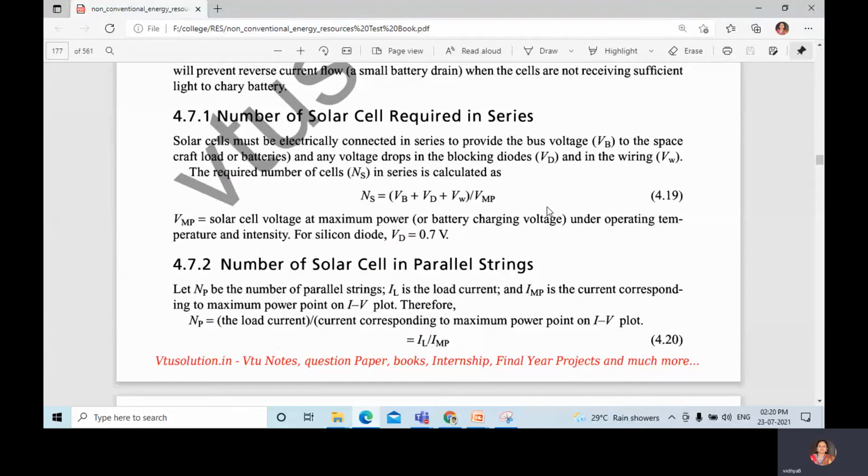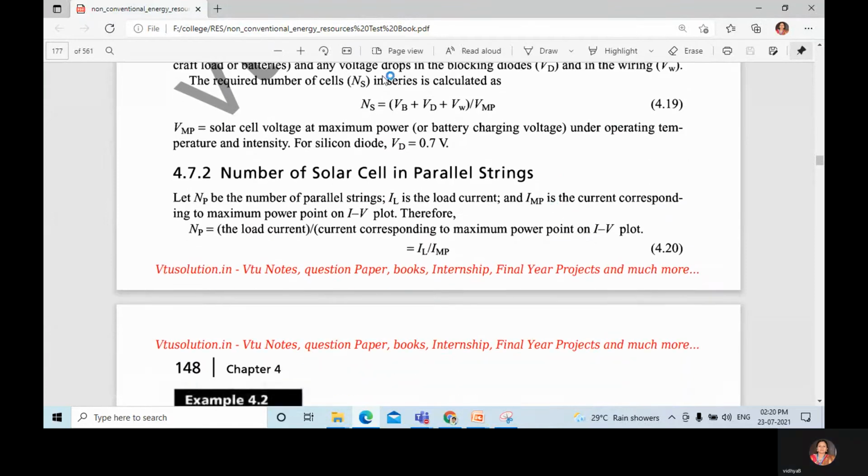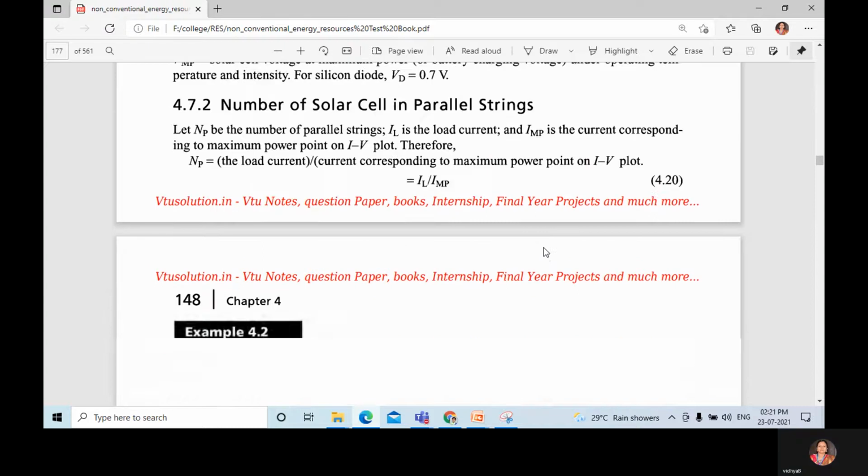Problems on the number of solar cells required in series and the number of solar cells in parallel strings. The formulas are Ns is equal to (Vb plus Vd plus Vw) divided by Vmp. And for parallel strings, Np is equal to the load current IL divided by Imp, that is the current corresponding to the maximum power point.